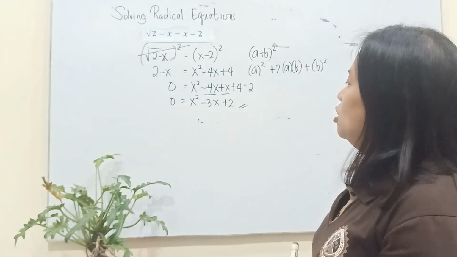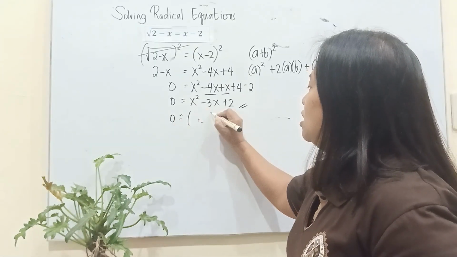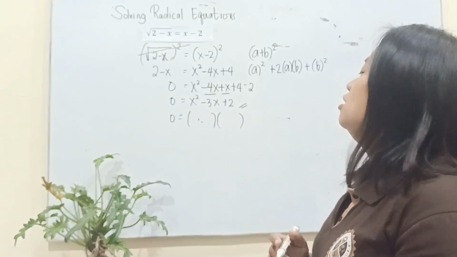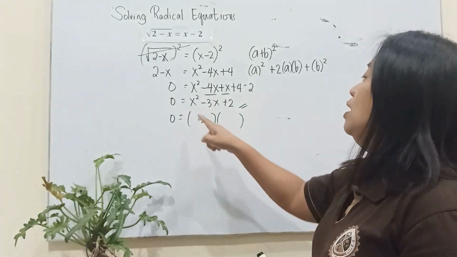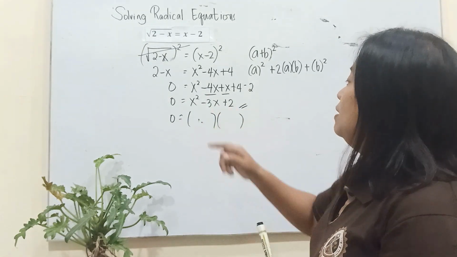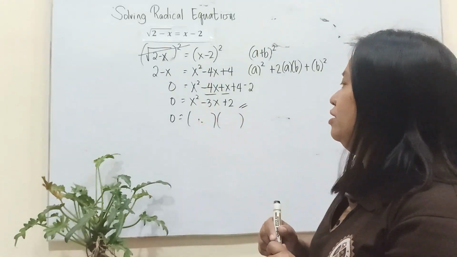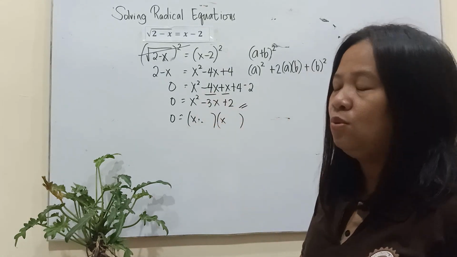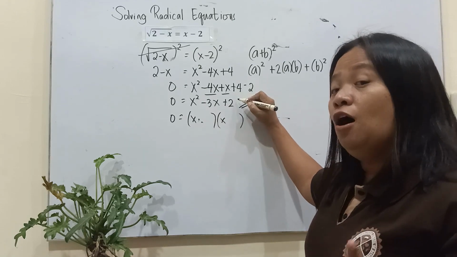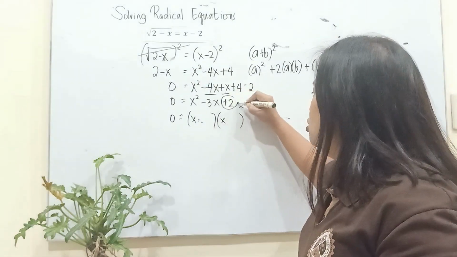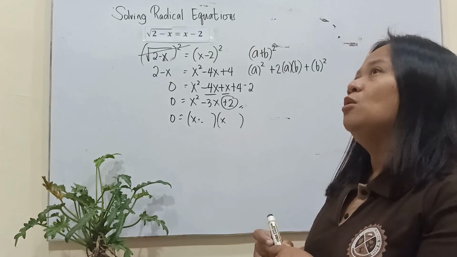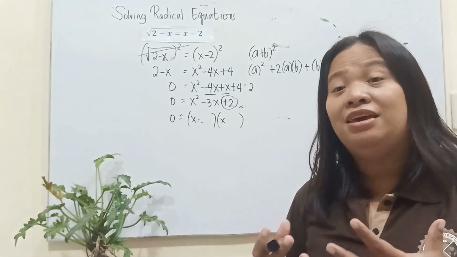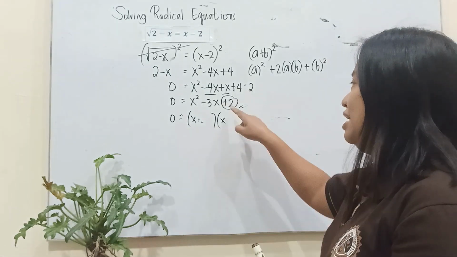Okay? So, 0 equals, I will make 2 pairs of parentheses, for x squared minus 3x plus 2. Since this one is already 1x squared, that would be x here and x here, because x times x is x squared. Then, focus on the last term. You have positive 2. So, you have to look for two numbers such that when you multiply them, the product is positive 2.